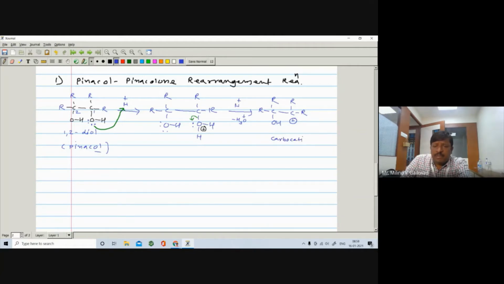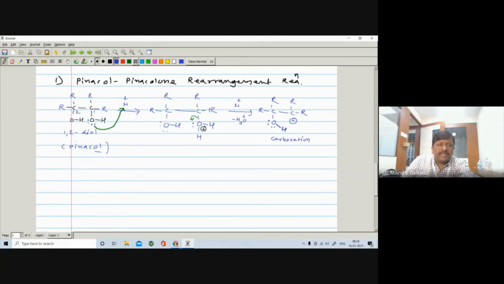So in this case, there is a formation of carbocation, and this carbocation is further stabilized by resonance. So here is an H, right? I will write this H. Here is the H, and this has two lone pairs, one lone pair and two lone pair.